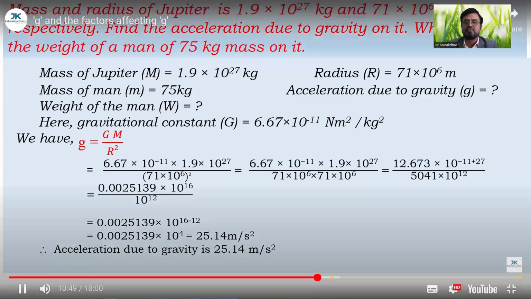So now, the numerical is not finished because another part of the question is left. Anyway, it's a very big one.